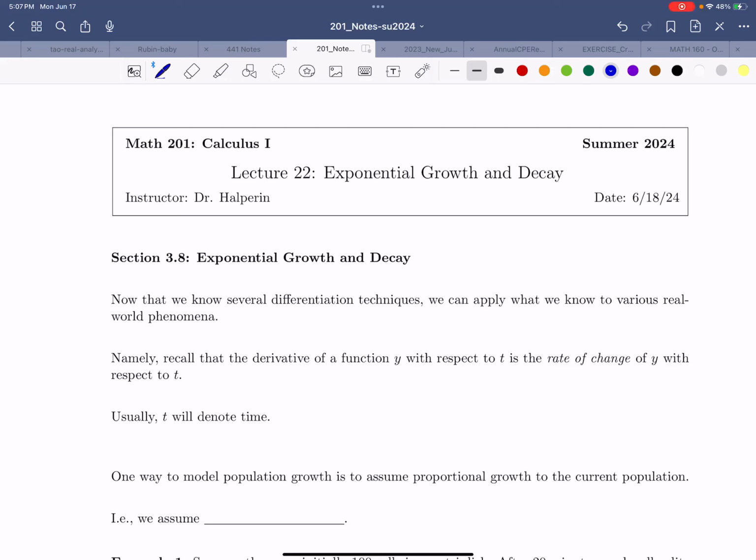Hey everyone, let's begin our next topic. We're in section 3.8, exponential growth and decay. We're also going to learn about Newton's law of cooling, which is the same sort of thing.